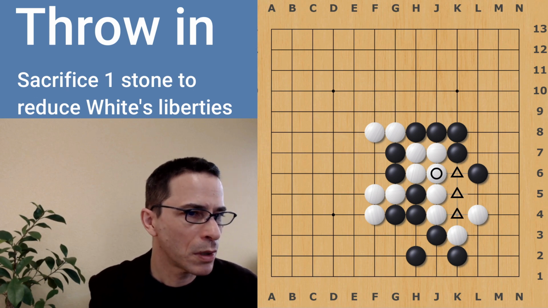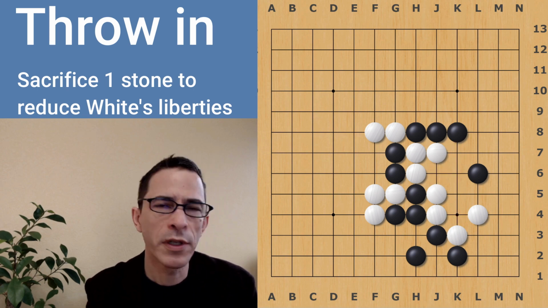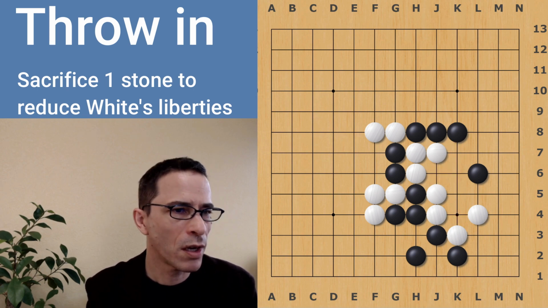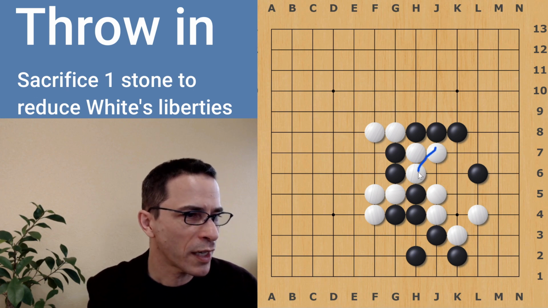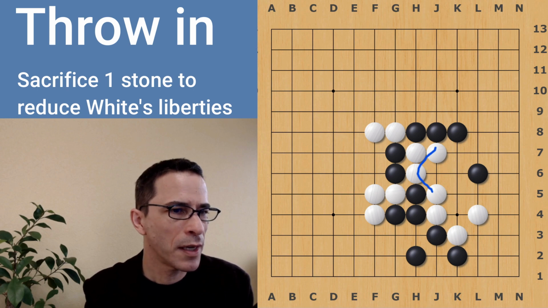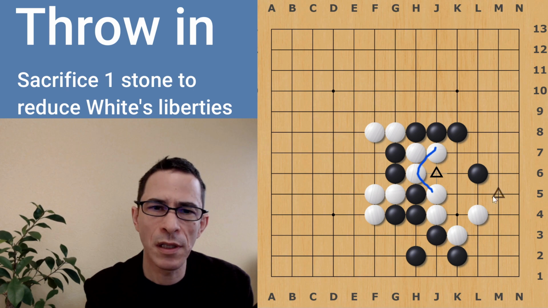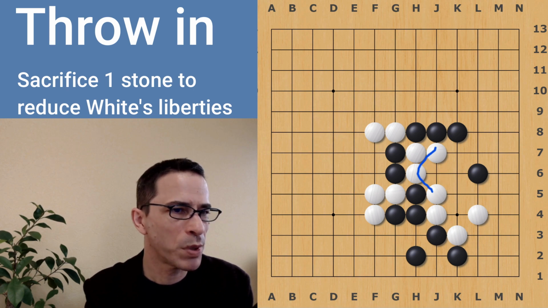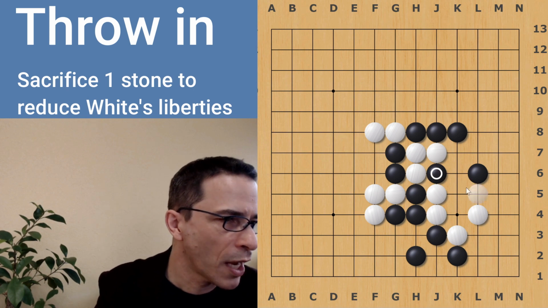So just remember that I was talking about the throw-in. We're going to throw in a black stone inside the tiger's mouth. So the first tiger's mouth that we're going to attack is this one. White has 3 stones here, attacking this point here. So if black throws in a stone there, black will immediately lose it. But that is part of the plan. So black will throw in here, and white can capture this black stone.